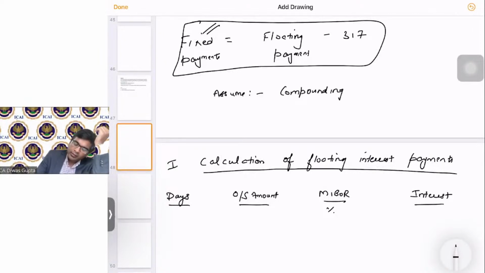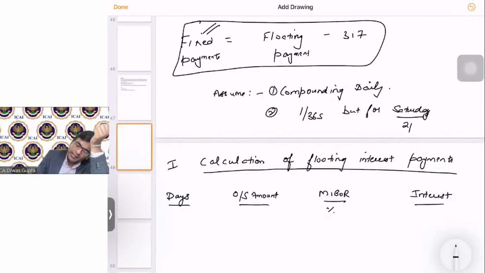Compounding daily. This is the first. And second one is, you have to take this factor also, 1 by 365 for 1 day. But for Saturday, money will be kept for 2 days, right? Saturday and Sunday. So in that case, you will have to take 2 by 365. This for regular days, but for Saturday, this much you have to take.